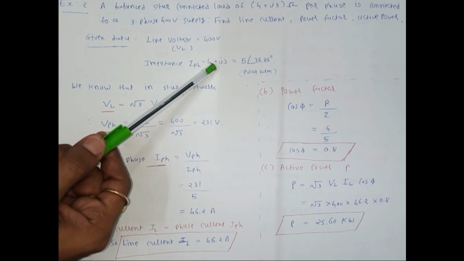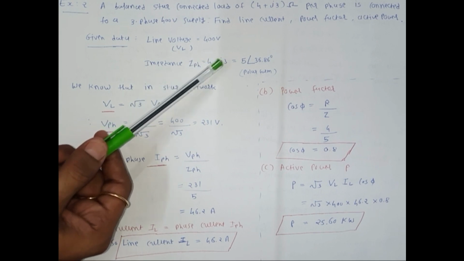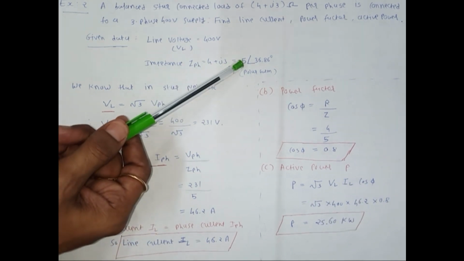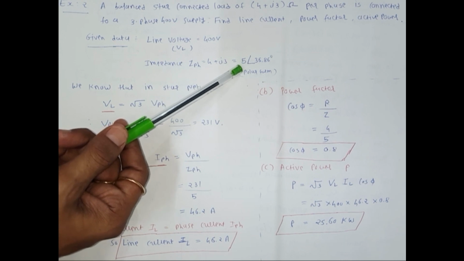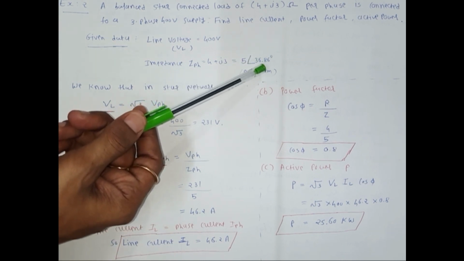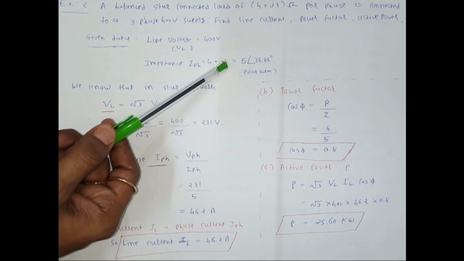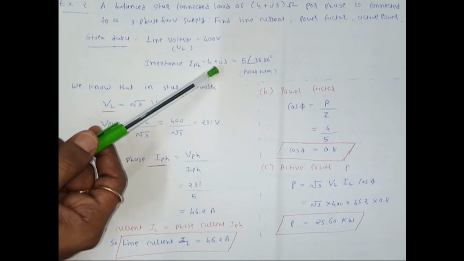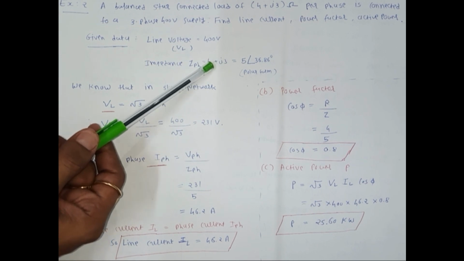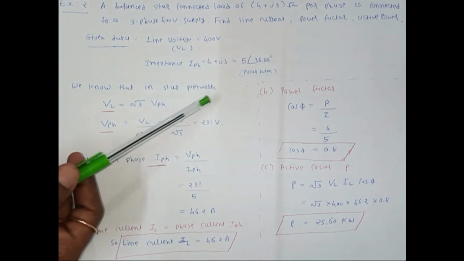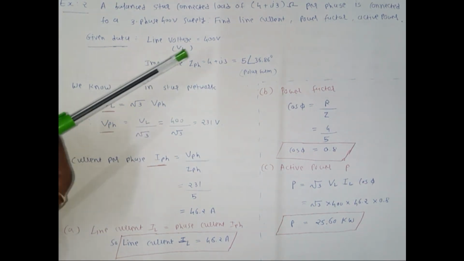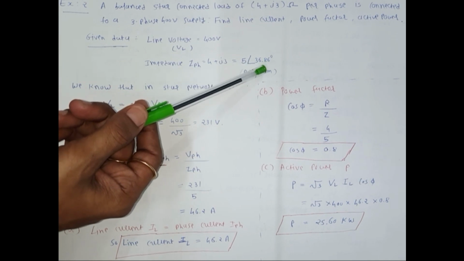We know that this is the rectangular form. So how can we convert the rectangular form into polar form? Under root 4 square plus 3 square equals 5. 5 is the magnitude, and 36.86 is the phase, tan inverse of imaginary part upon real part, so tan inverse 3 by 4 equals 36.86. Already we have discussed in classrooms how to convert rectangular form into polar form. So 5 is the magnitude of impedance and 36.86 is the phase.